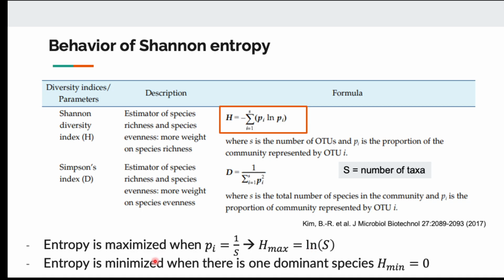But if your sample is colonized by a certain bacteria as a major taxon, and the others are very rare, very low, your entropy is going to be very low as well. So the entropy can give you an idea of how even or how skewed your sample is.